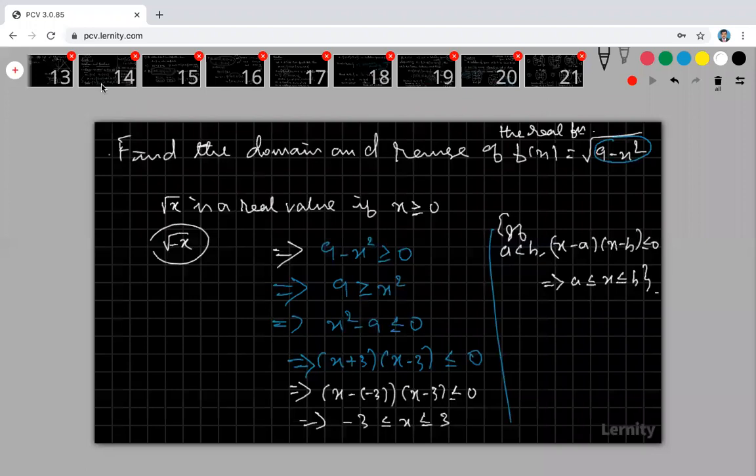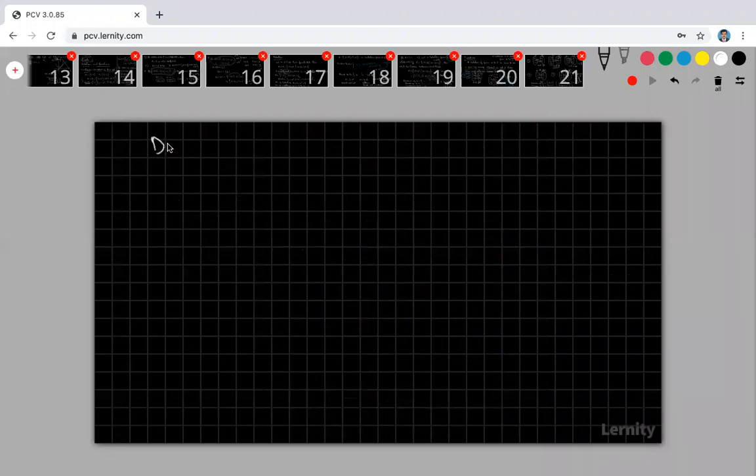Interval. Okay, so therefore, look at that. My domain of f is minus 3 comma 3. That is the set of all x such that minus 3 is less than or equal to x is less than or equal to 3. This is set builder form. This is interval form. Are you okay? Right.